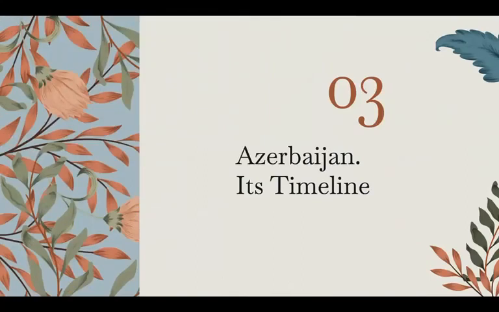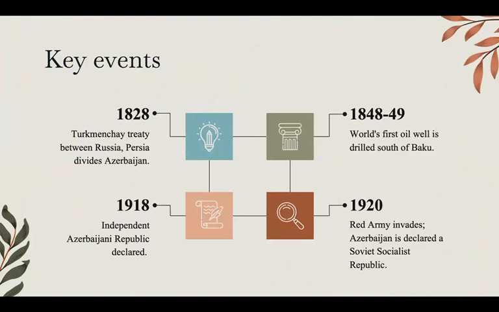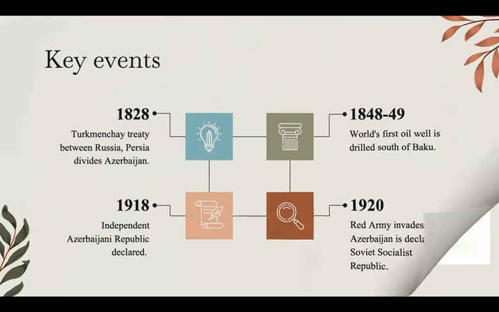Azerbaijan, its timeline. First of all, we will present you key events. Firstly, 1828, Turkmenchai Treaty between Russia and Persia divides Azerbaijan. Second one is 1848-49, world's first oil well is drilled south of Baku. Third one is 1918, independent Azerbaijani Republic declared. And the last one, 1920, Red Army invades. Azerbaijan is declared a Soviet Socialist Republic.